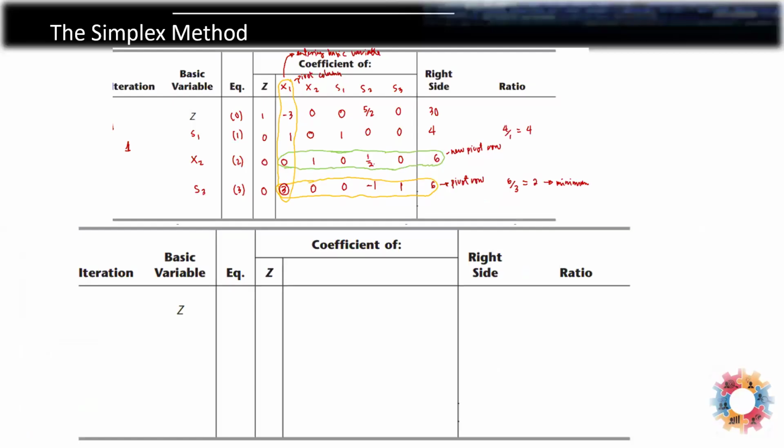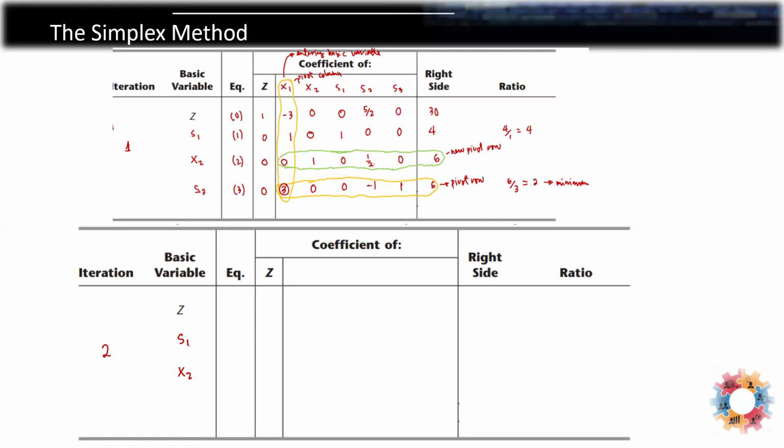So we'll repeat the process. This will be our second iteration. This is iteration number 2. Hopefully this is our last iteration. So we'll now indicate the new variables here. S1, this is still S1, and this is X2.